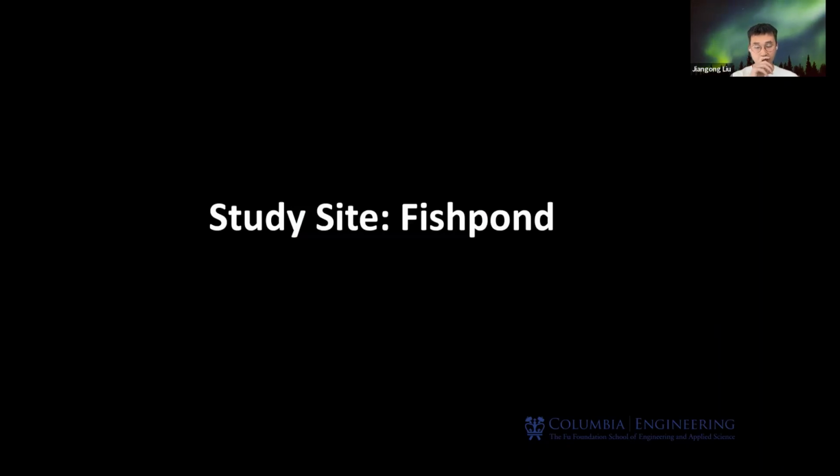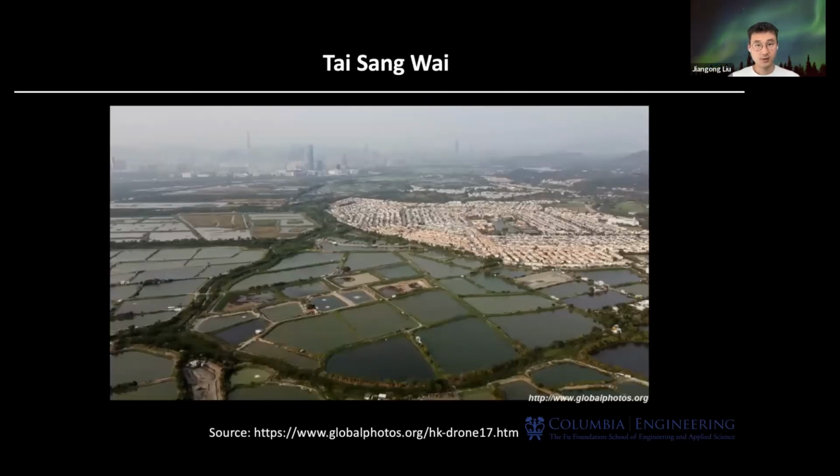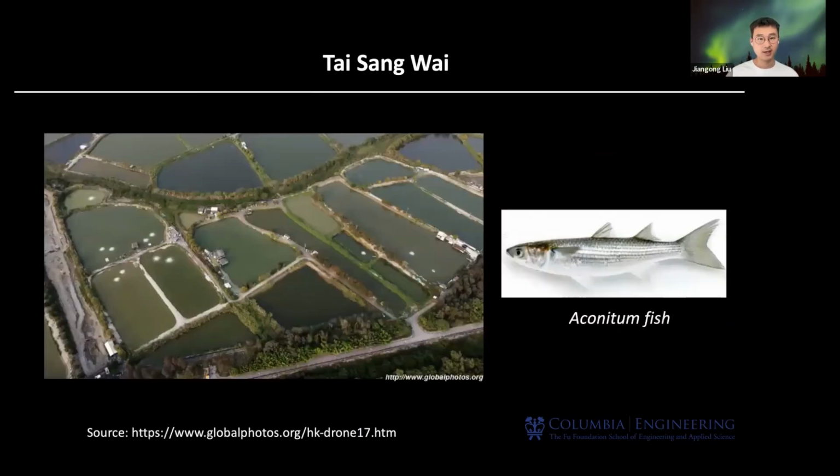So here comes our study about the fishpond. This is our study site called Tai Sang Wai in Hong Kong. This is a view of the site from a drone. And the major fish species the fishermen raise at this pond is called cornichon fish.